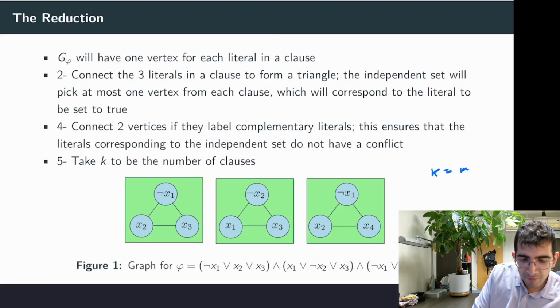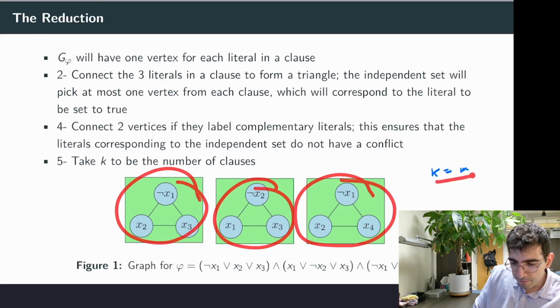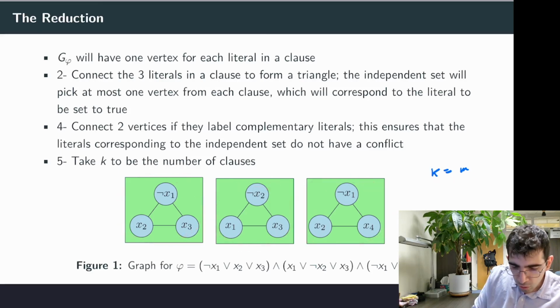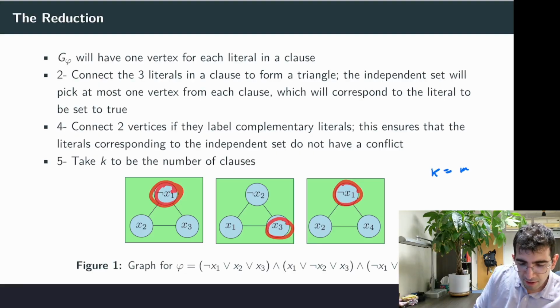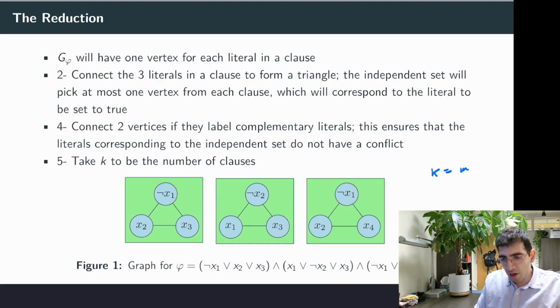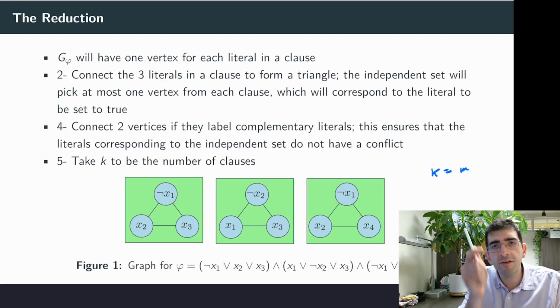I say if there is an independent set of size m, that means the independent set chose one literal from every clause, because it can't choose two literals from a clause because they're all connected to each other, and that wouldn't be an independent set. So the only way for there to be a size m independent set is if the algorithm for independent set chooses one literal from each clause. Right? Okay, we're on the right track, but there is a problem.